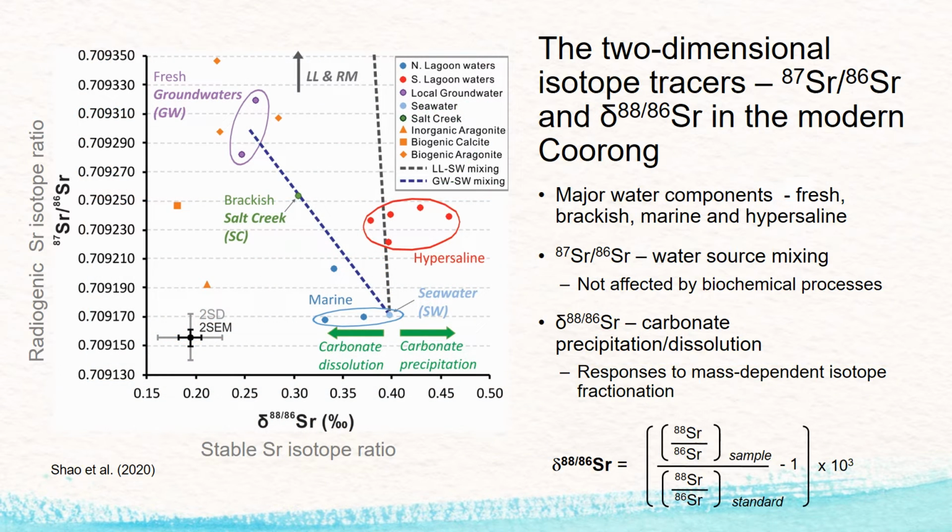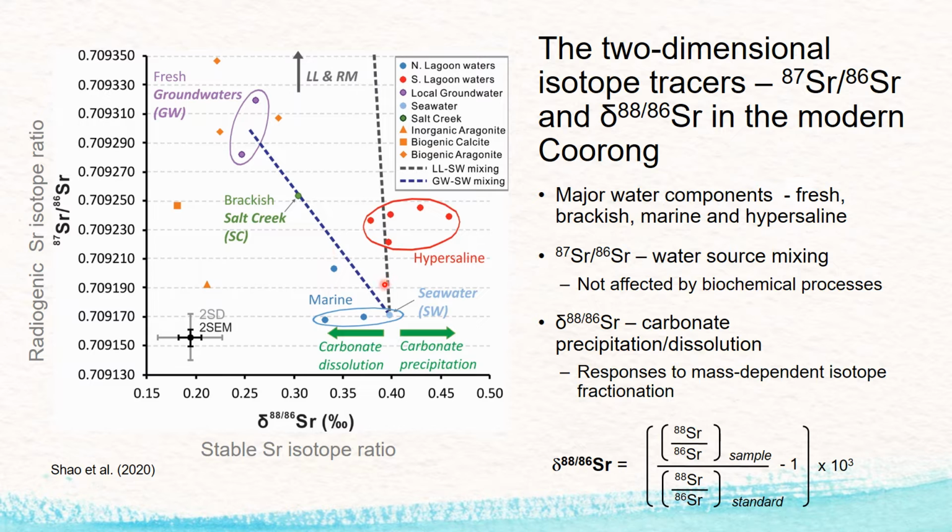Here's a cross plot of radiogenic and stable strontium isotopes from a recently published paper with water samples from the modern Coorong region. So these dashed lines depict theoretical water mixing of different water sources, such as the seawater, the fresh groundwaters, and the lake and the river waters, from modeling of radiogenic strontium isotopes and ratios of conservative elements.